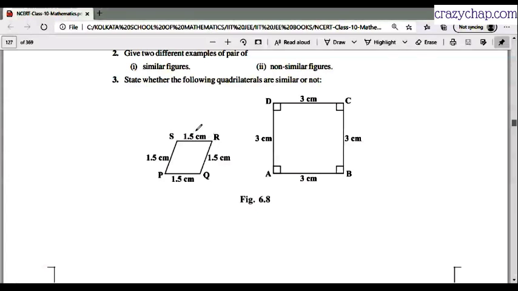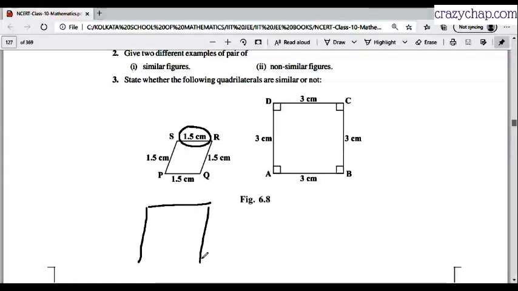So yes, we can say that the quadrilaterals are similar, right, till what we have learned. But these two figures are not similar because it is a rhombus and this is a square. These two are not similar figures. If you compare a rhombus with another rhombus of side 3 centimeter, of course we can say they will be similar. You understand?